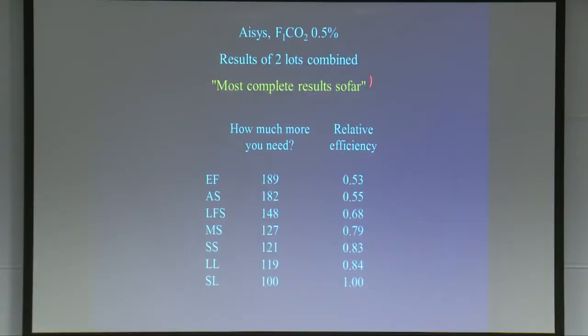I think these are the most complete results I have so far, because these are the combined results of two different lots. I'm happy to test a third lot and a fourth lot. Again, here I'm organizing them according to how much more you need relative to this one here. The relative efficiency, how much more you need, expressed as a percentage, here expressed as a fraction.